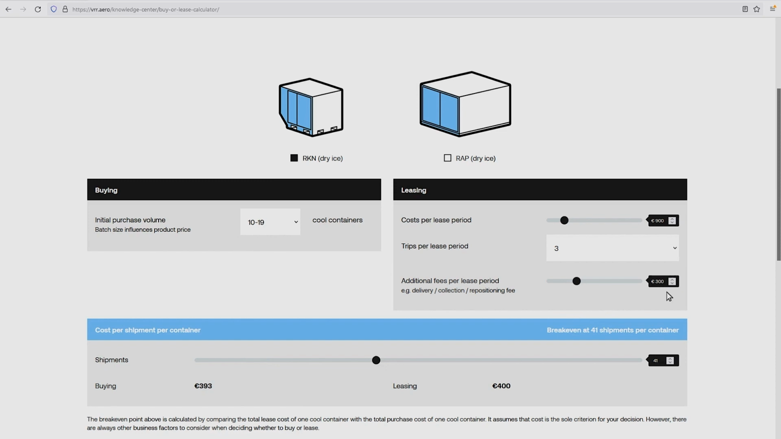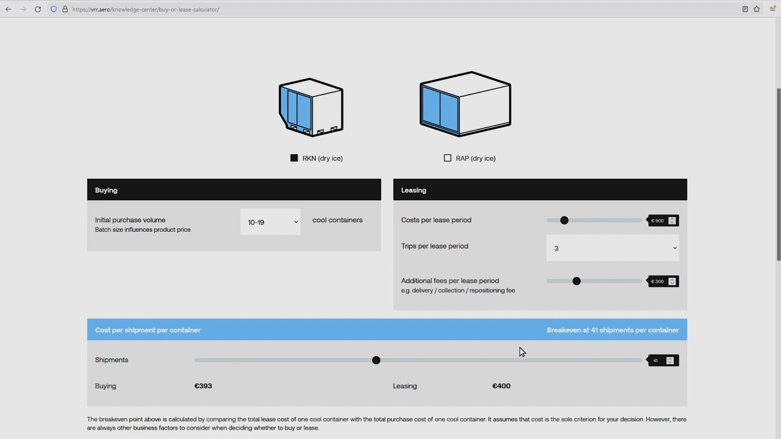Now let's see what the calculator is telling us in the results box underneath. So, just to be clear, we're looking at the cost per shipment per container. And as you can see here, based on the numbers I entered above, the total lease cost of one RKN is 400 euros and the total purchase price of one RKN is 393 euros.